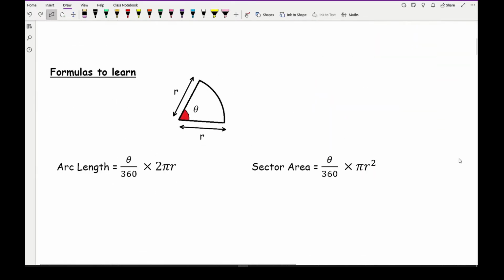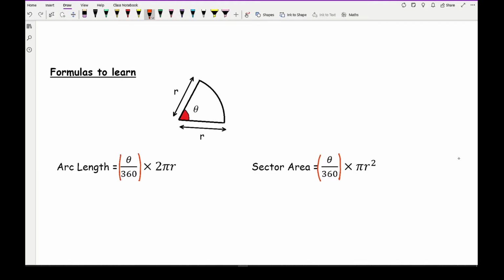So the two formulas that you need to know is that the arc length is theta over 360 multiplied by 2 pi r, and the sector area is theta over 360 times pi r squared. Now I know these are another set of formulas that you need to know in maths, which adds to your things to revise, but you can be a little bit smart in terms of how you revise this. What you should notice in both the arc length and the sector area formula is that both contain this theta over 360. Now theta is just the angle size of the arc or the sector, and that appears in both these two formulas.